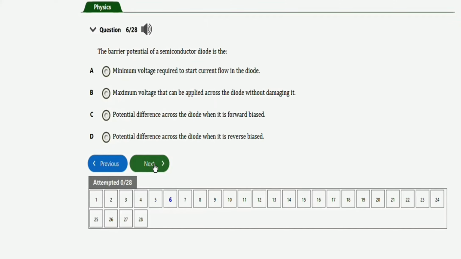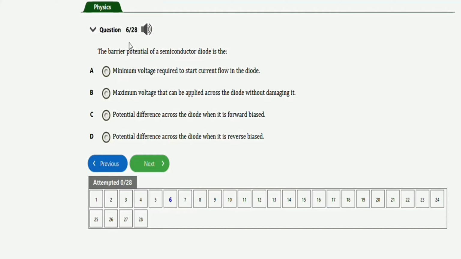Next question will be this one. It says, the barrier potential of a semiconductor diode is the, we have minimum voltage required to start current flow in the diode, maximum voltage that can be applied across the diode without damaging it, potential difference across the diode when it is forward bias, potential difference across the diode when it is reverse bias. So the right option will be option A, which is minimum voltage required to start current flow in the diode.